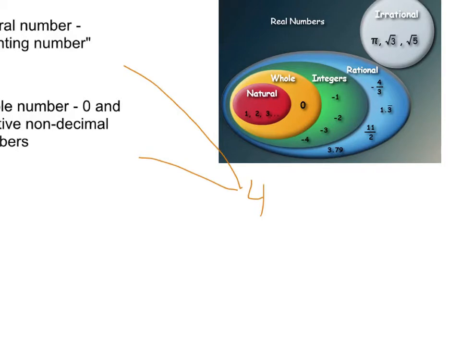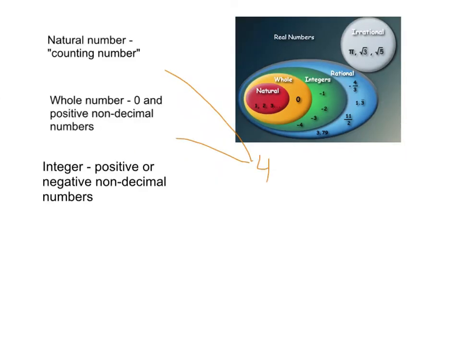So an integer is a positive or negative non-decimal number. If I gave you the number -7 and said classify that, you would say -7 is an integer because it's a negative non-decimal. But is -7 a whole number? Well, no, it's not. Our whole numbers are 0 and positive non-decimal numbers, okay?